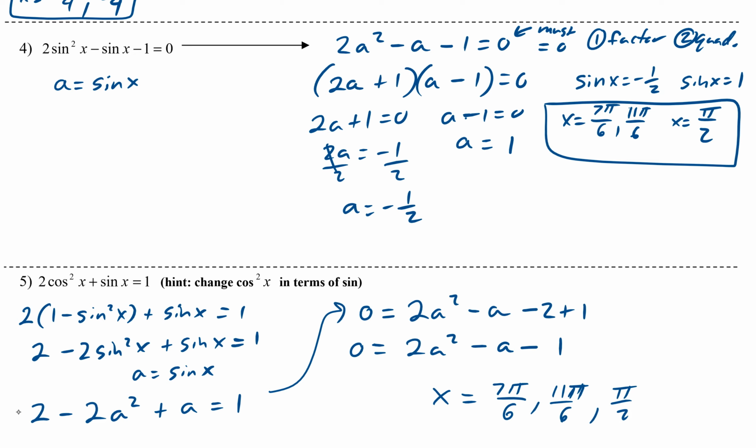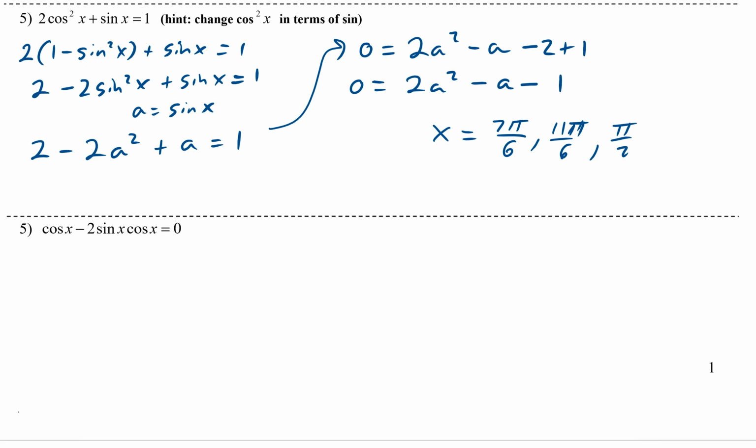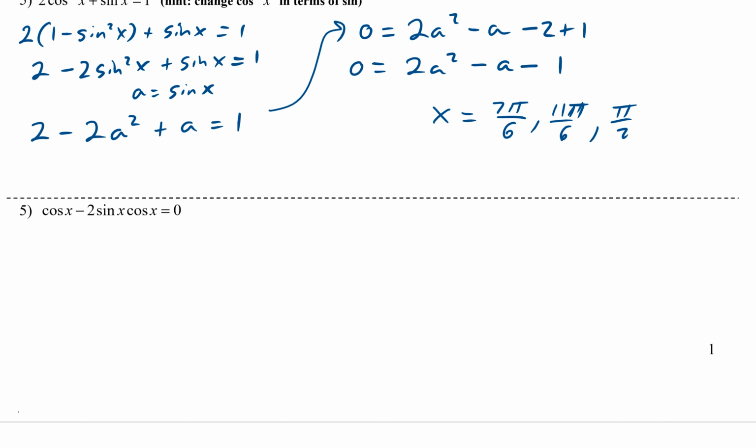So the whole idea behind this is if you have a cosine squared x, replace it with 1 minus sine squared x to get our quadratic, which means every single trig function is the same trig function. Otherwise, we're not going to be able to replace it with a. Okay, this is our last one.